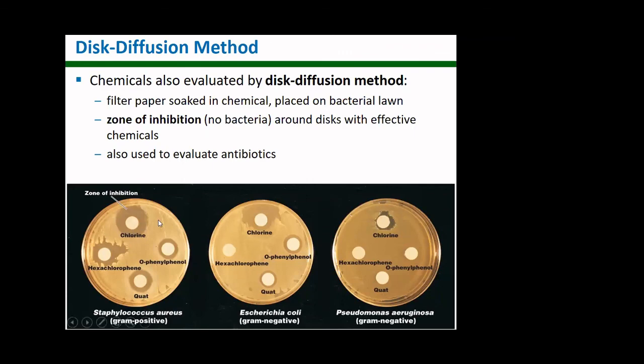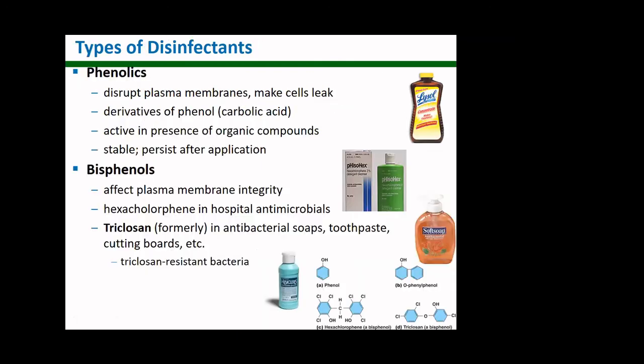Another thing to note is that we can actually use antibiotics in the same method to see which antibiotics are effective at killing different bacteria. We have our bisphenols, things like triclosan and hexachlorophene. These are in antibacterial soaps. Triclosan used to be widely available over the counter to consumers in antibacterial soap and things of that nature. It was actually outlawed to consumers in 2019 by the FDA. However, it is still available to healthcare and research labs.